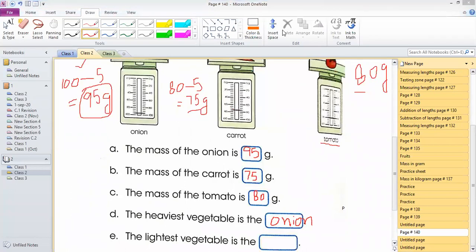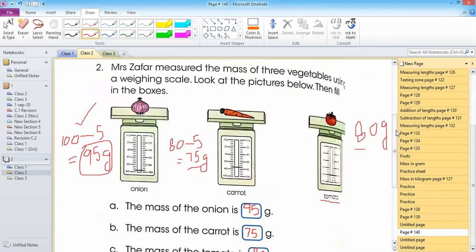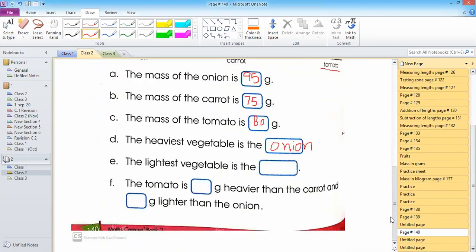Now tell me the lightest vegetable which has less weight. Which has the least mass here? Carrots. Very good. The answer is carrot because it has less mass than onion and tomato. It is smaller, 75. So you will write here the answer is carrot.